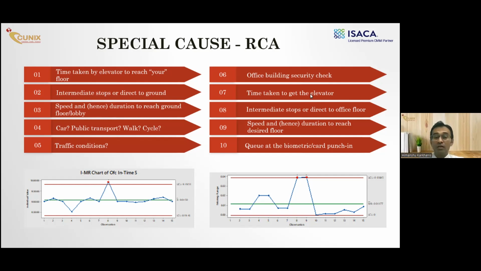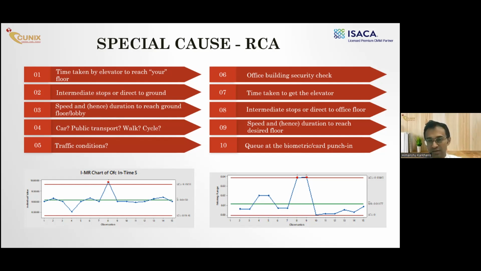right? Office building security checks, because there are sometimes sudden security checks because of some panic situations happening in the world. And maybe you were not aware of that. And that's why you reached your office building on time, but you got late to the office.